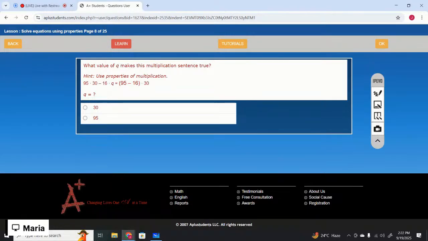95 times 30 minus 16 times q equals 95 minus 16 times 30. So q must be 30. Option number 1 is the correct option.